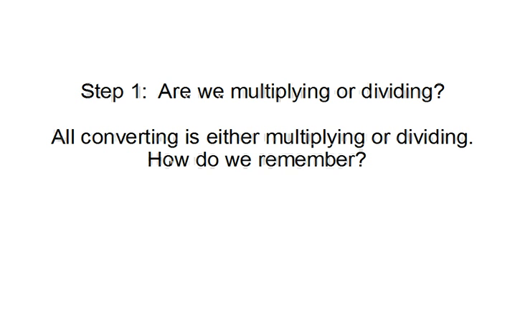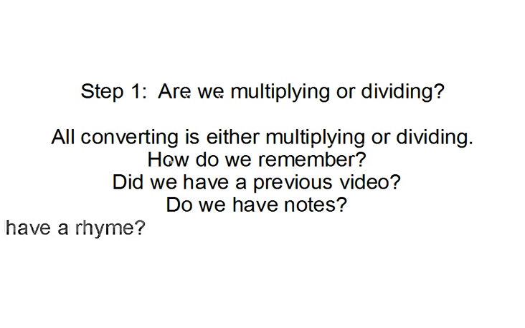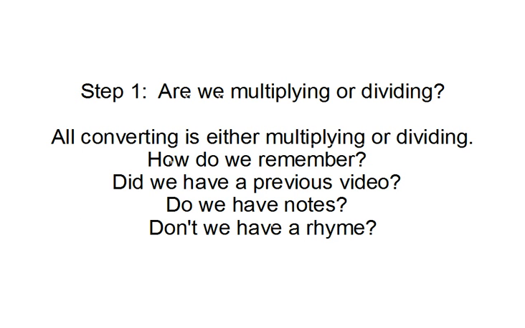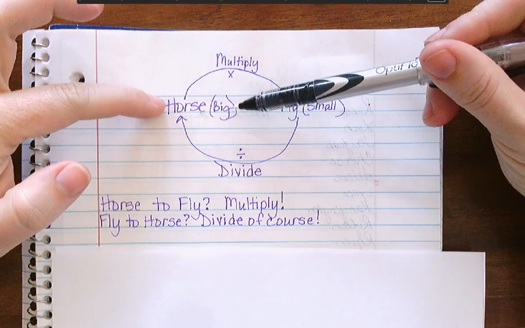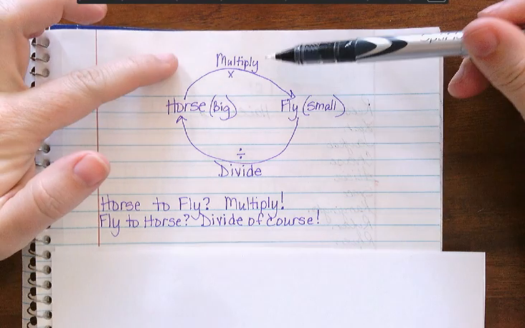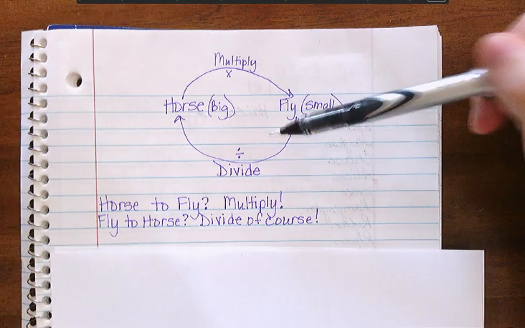So how do we remember? Do we have a previous video? Yes, we do. Do we have notes? Yes, we do. Don't we have a rhyme? Yes, we do. These are the notes from our previous video where we were discussing how to remember which way to convert. When we went from a bigger measurement to a smaller measurement, we multiplied. And when we went from a smaller measurement to a bigger measurement, we divided.